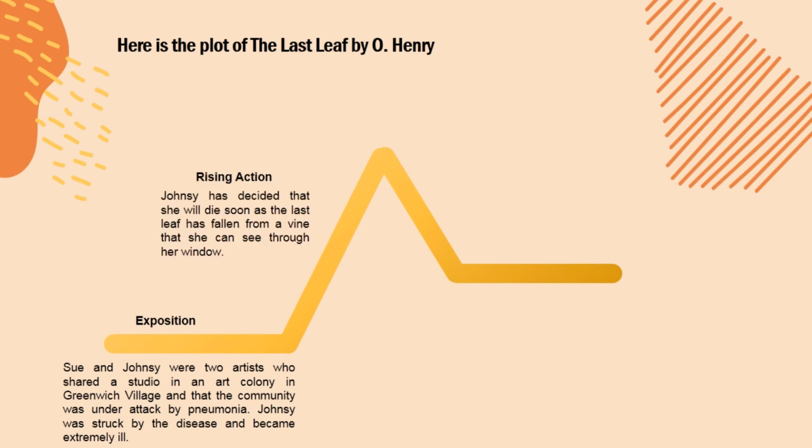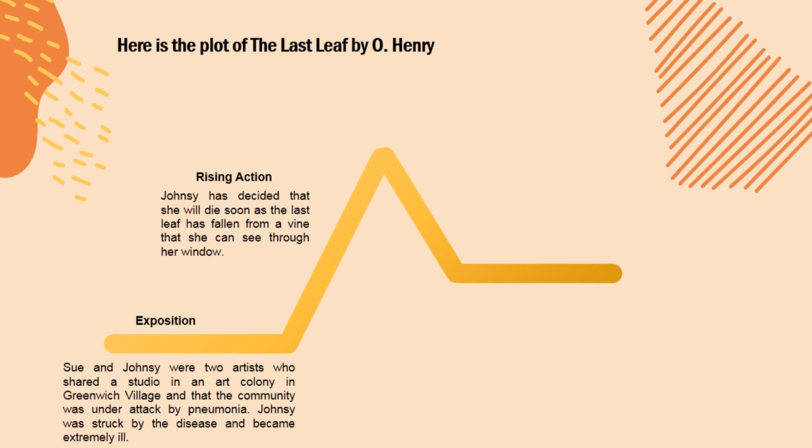Rising action. The complication in the story is found in Johnsy's refusal to fight the disease, literally giving up and accepting the fact that she is going to die. The conflict arises from Sue's attempts to encourage her to fight back. To add to this, Johnsy has decided that she will die soon as the last leaf has fallen from a vine that she can see through her window.